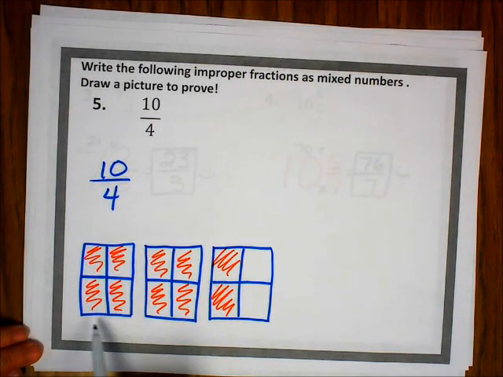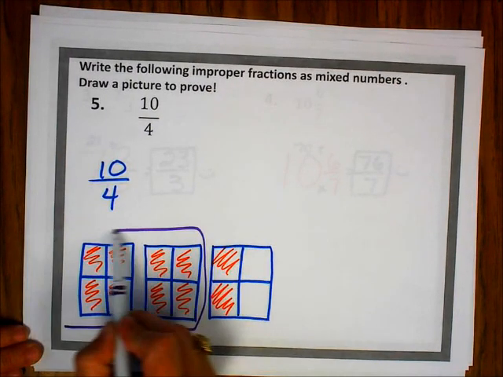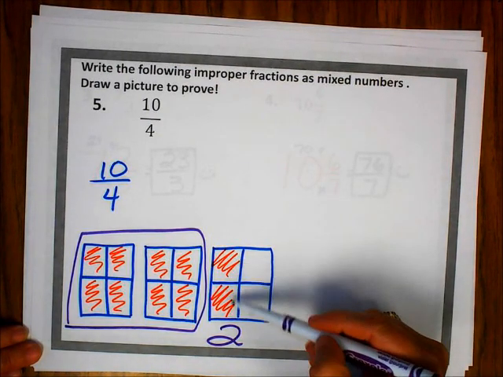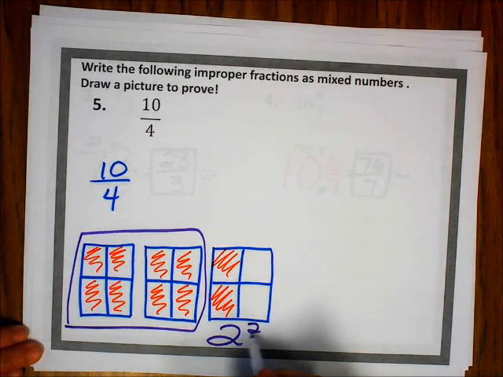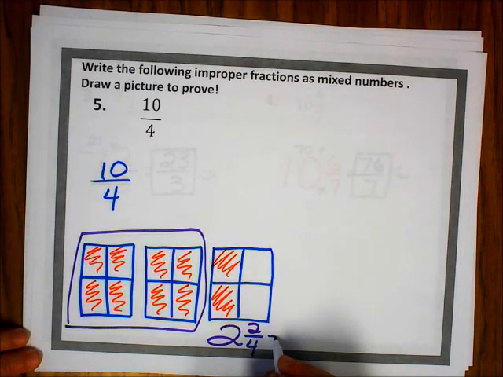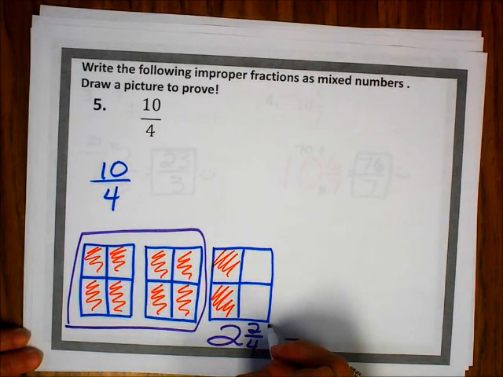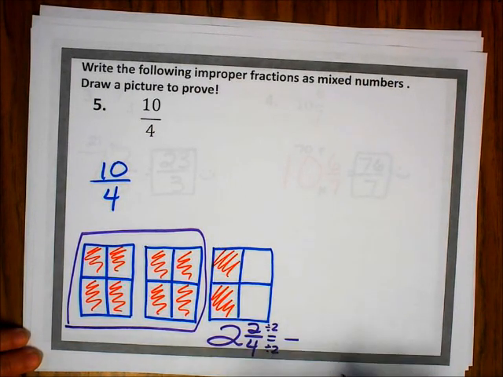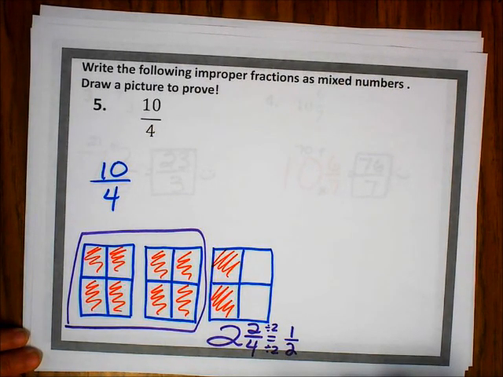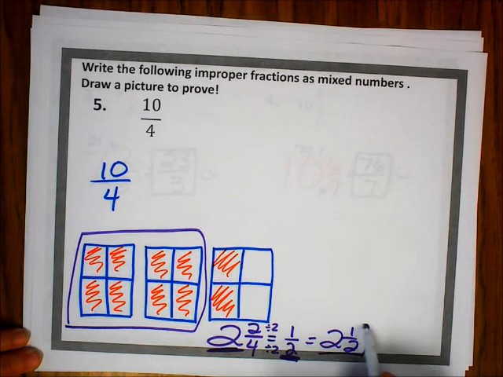So let's look to see what we have shaded. Notice that we have 2 wholes shaded in, and then we have 2 extra fourths, or 2/4 remaining. But notice that 2/4 is not in simplest form. Your answers must always be in simplest form. So notice that I can divide both by 2. So 2/4 simplifies to 1/2. When you're writing your answer, be sure to put your whole number and your fraction together. So my answer is 2 1/2.